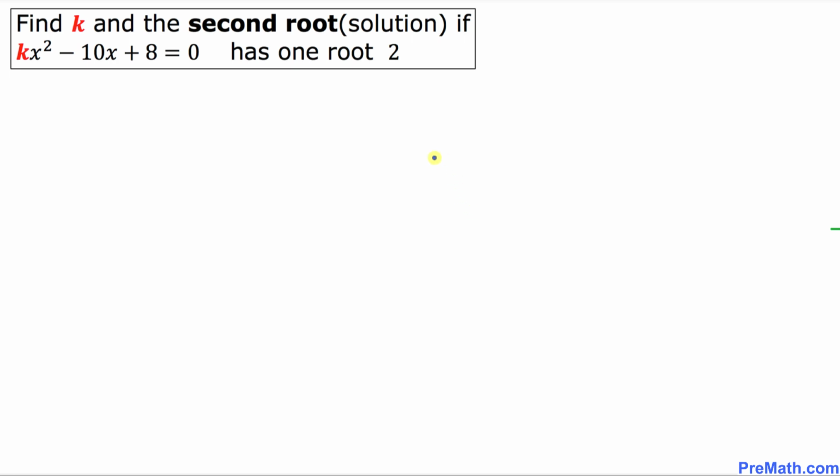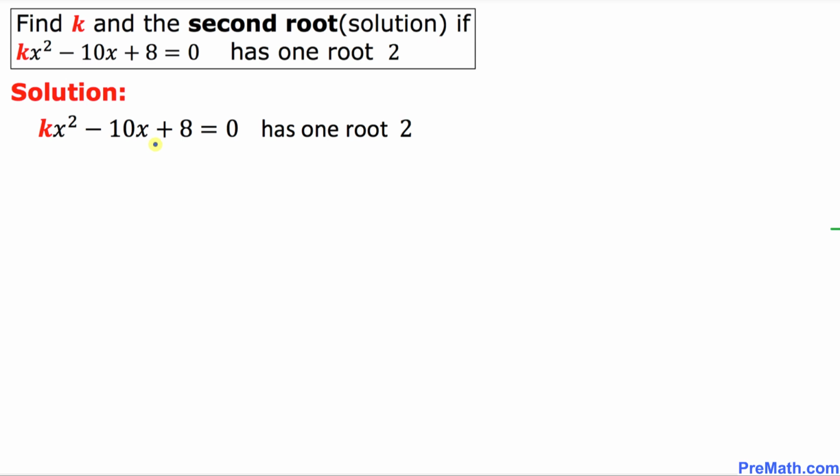Welcome to Premath. In this video tutorial, we are going to find the value of k and the second root if this given quadratic equation has one root which is equal to 2. Now let's get started with the solution. And we know that this given quadratic equation has one root which is 2.